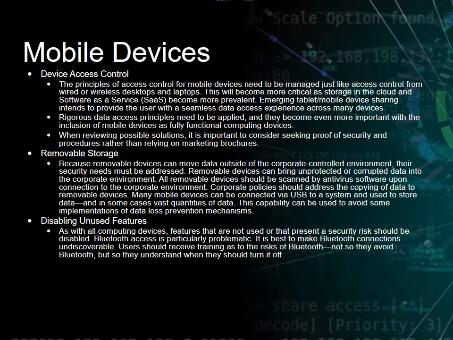Then there's removable storage. Because removable devices can move data outside the corporate controlled environment, their security needs to be addressed. Removable devices can also bring unprotected or corrupt data into the corporate environment. All removable devices should be scanned by antivirus upon connection to the corporate environment. Corporate policy should address the copying of data to removable devices. Many mobile devices can be connected via USB to a system and used to store data, in some cases vast quantities of data. This capability can be used to avoid some implementations of data loss prevention mechanisms.